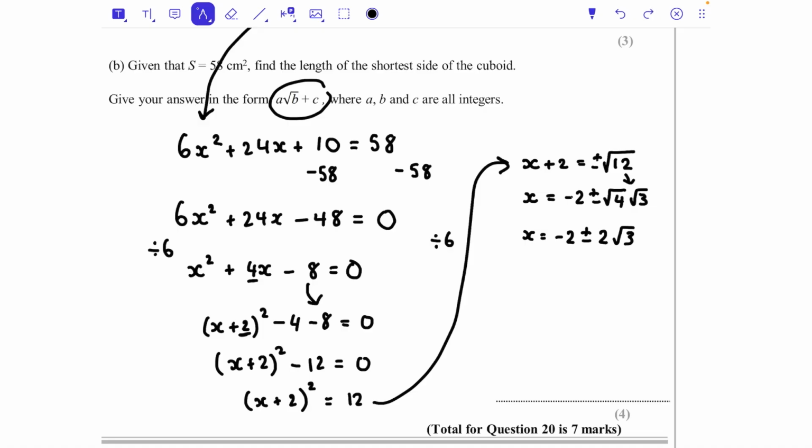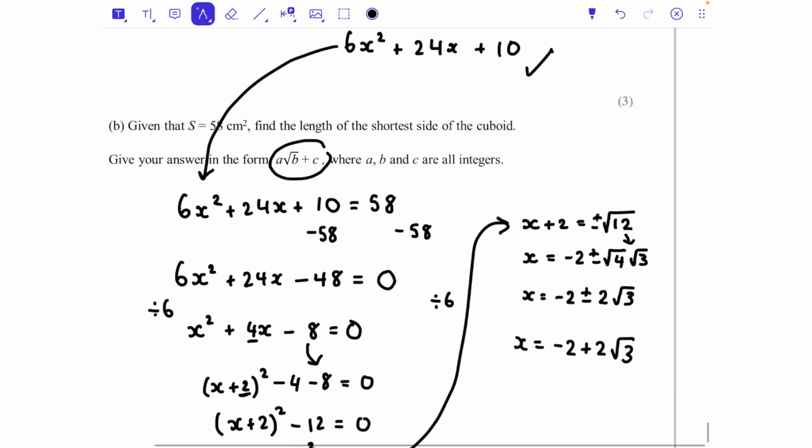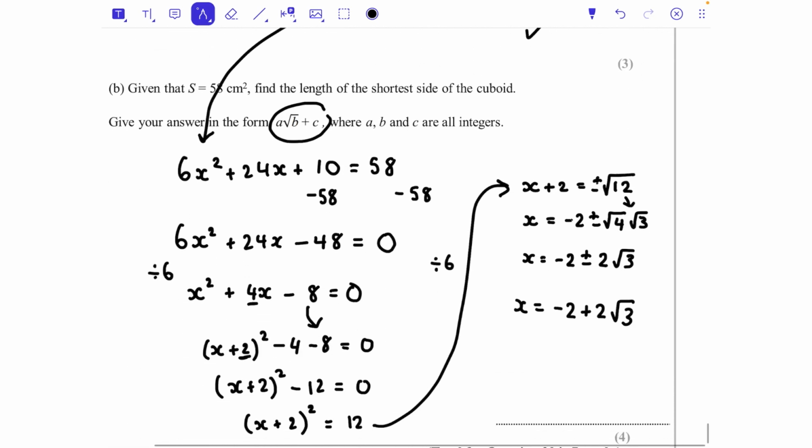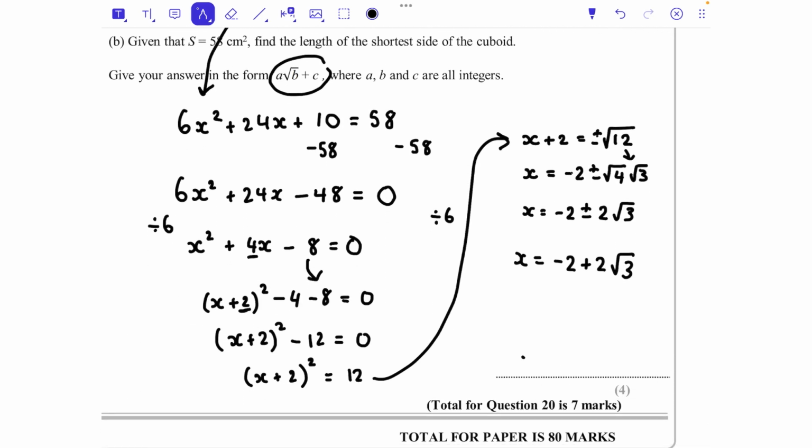So because this is a physical shape and we're talking about a cuboid, we know that if we have minus 2 and we subtract more away from it, it's going to give a negative value, which we can't have for our physical shape. Our physical shape can't have a negative length. So we know in this case x equals minus 2 plus 2 root 3. And looking at the shape, they want the shortest side. If we add 1 and if we add 5, those are only going to be longer sides, aren't they? So the shortest side is just the one that is x, which is this, and we'll write it the other way around just for ease. 2 root 3 minus 2.